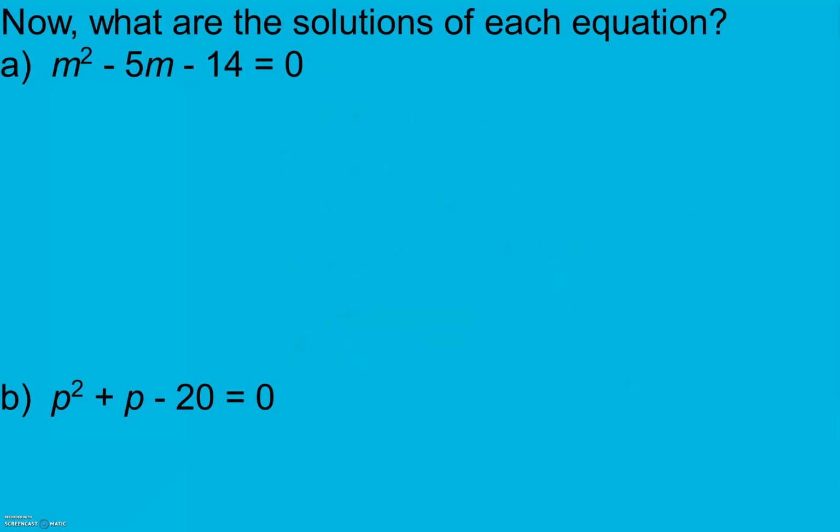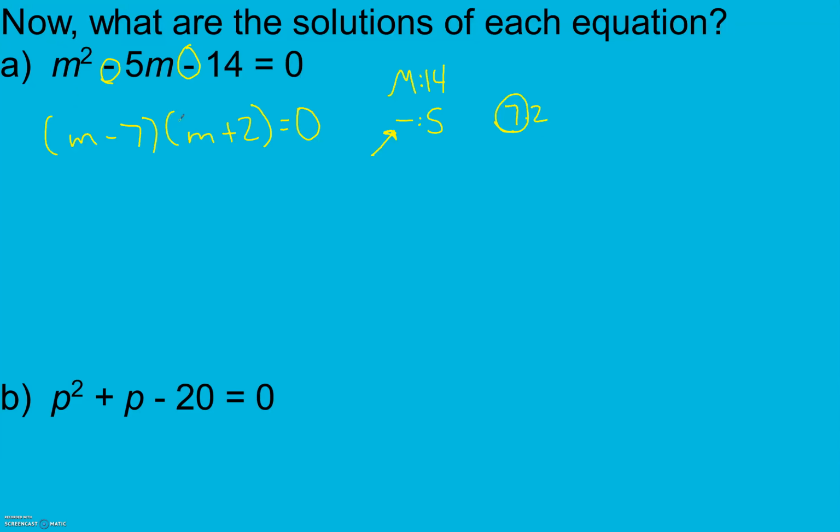Now feel free to pause here and give this a try if you'd like. Here we're going to multiply to 14 and subtract to 5. 7 and 2. And because 7 is bigger, it gets a sign in the middle. Our signs are going to be different because we found the difference. So +2 minus 7. And these factors are what I can multiply together, and if I were to FOIL them out, I'd get m squared minus 5m minus 14.